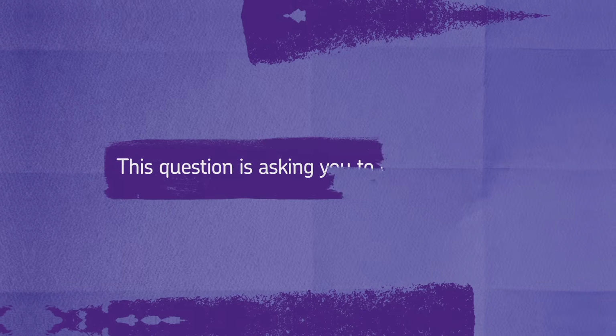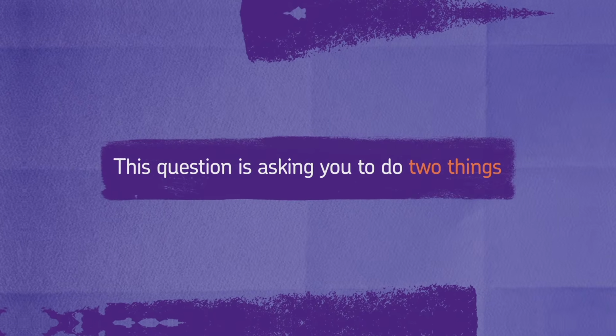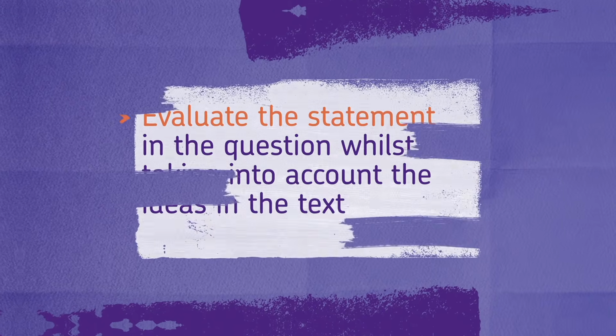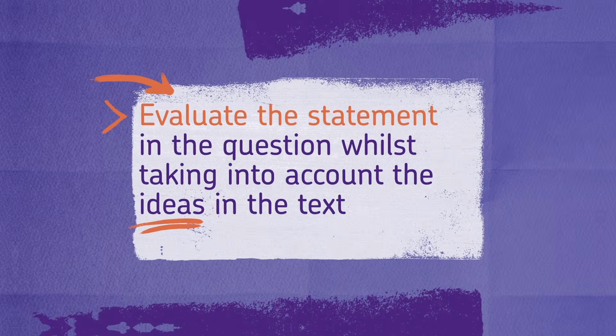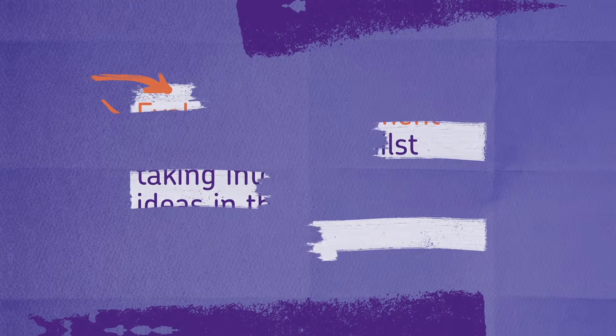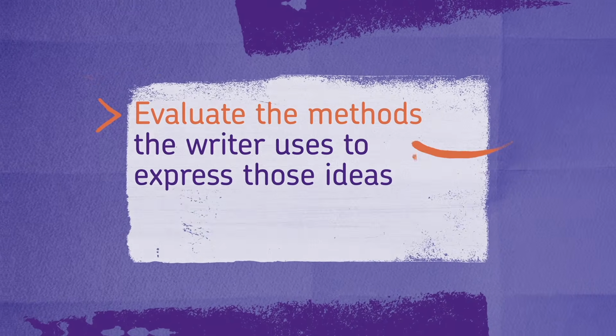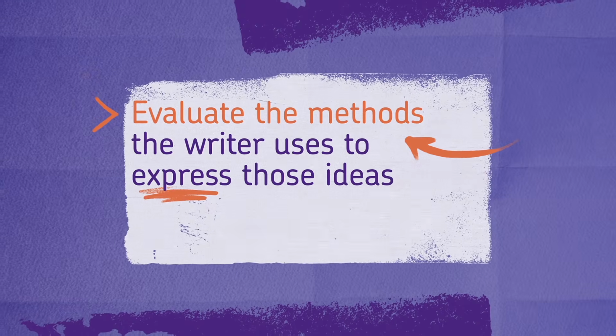As well as being focused on one part of the text, Question 4 will provide you with a statement someone has made about the text. You'll be asked how much you agree with this statement, and you'll be given 3 bullet points which will give suggestions about what your answer might contain. This question is asking you to do 2 things. Evaluate the statement in the question whilst taking into account the ideas in the text, and evaluate the methods the writer uses to express those ideas.